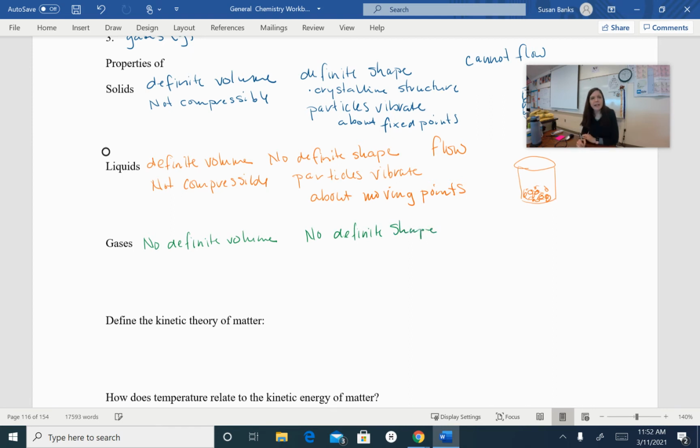Okay. Gases can flow. The molecules can move past each other, move all around. So there's no crystalline structure. In fact, in gases, there's no structure. The particles have constant random motion. They're going all over the place.